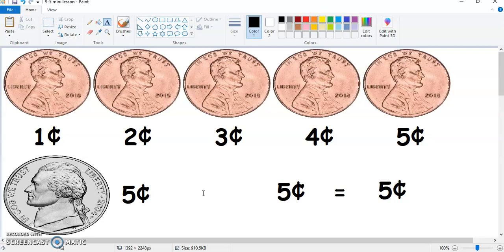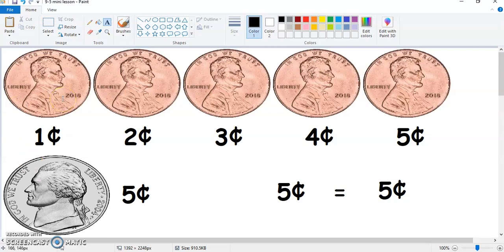When we ask this question, first we need to remember how much each coin is worth. So remember, this is a penny. It's copper and it's small, and it is worth 1 cent. Then down here, this is a nickel. It's a little bit bigger and it's silver and it's worth 5 cents. So when we see a nickel, we automatically say 5. When we see a penny, we have to count by ones.